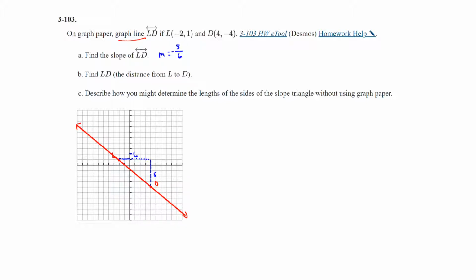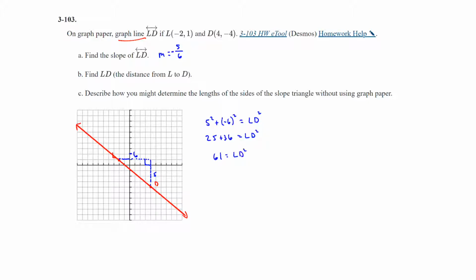On part B, we want to find LD, which means we want to find the distance. You'll notice when you do your slope triangle, you created a right triangle. Therefore, we can use the Pythagorean theorem, and we say 5 squared plus, and since it's a distance, we don't really need the negative. I'll include it in there, but also show you that when you square a negative, you still get a positive anyway. So either way it works. 5 squared plus (-6) squared is equal to that distance of LD, squared. So this would be 25 plus 36, and if you add those together, you get 61.